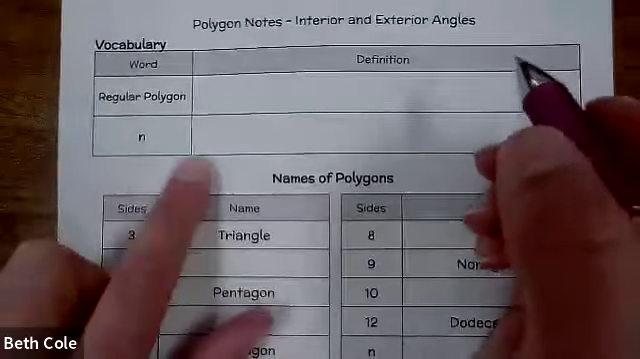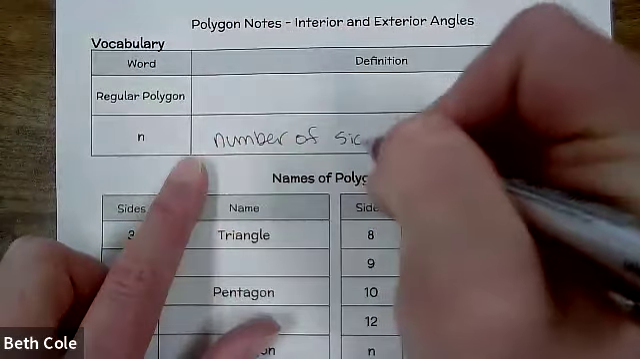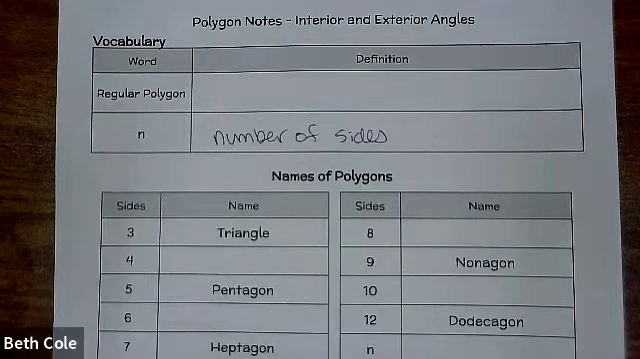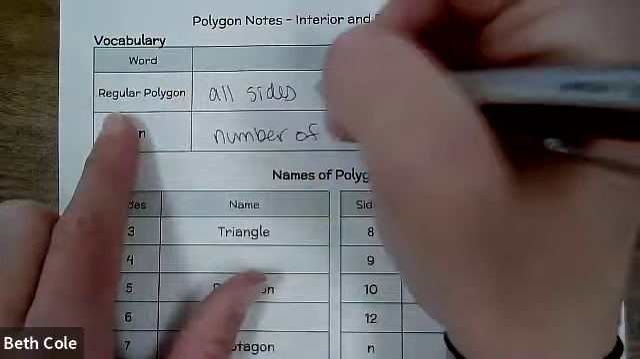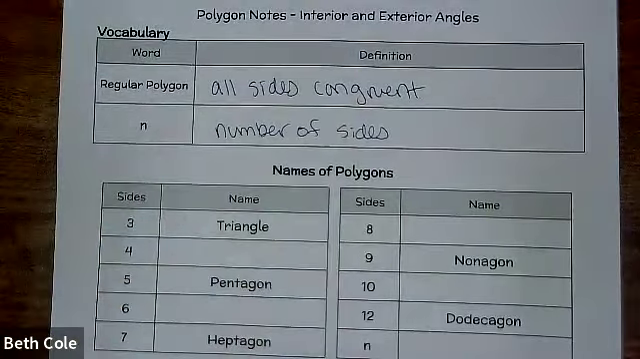So I'm going to start with this n here. N is the number of sides that you have. So n is the number of sides. So for a triangle, n would be 3. And then we have this word regular in front of polygon. Regular means all the sides are congruent. So it means all the sides are the same. So if it says a regular polygon, all the sides are congruent.